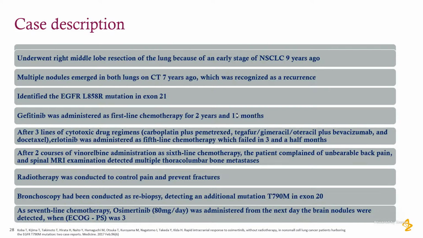So this patient, a 67-year-old, had a right middle lobe resection 9 years ago, multiple nodules 7 years ago, and the mutation was exon 21 L858R mutation, the second most common mutation. Gefitinib was given as first line for almost 3 years, then multiple lines of chemotherapy, almost 6 lines, and radiotherapy were received. At that time a biopsy was done. The most common resistance mechanism after first generation TKI, the T790M mutation in exon 20, was seen, and osimertinib was started.